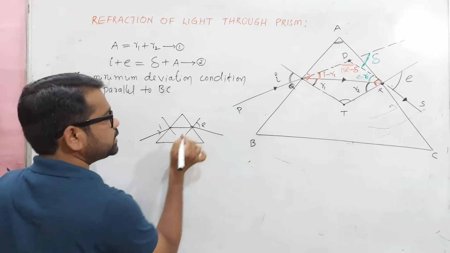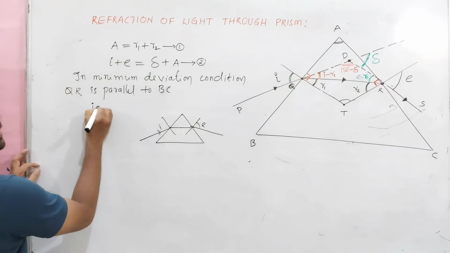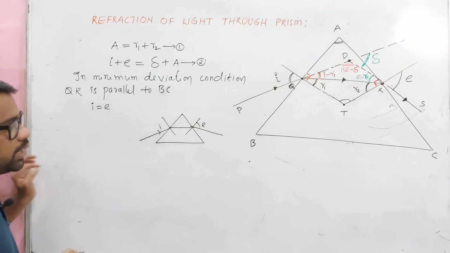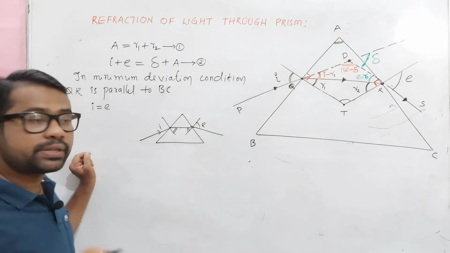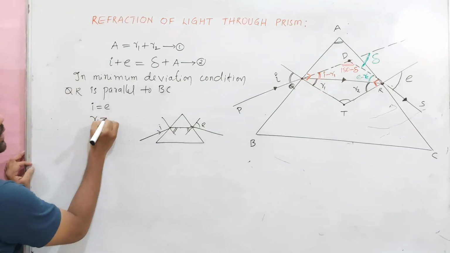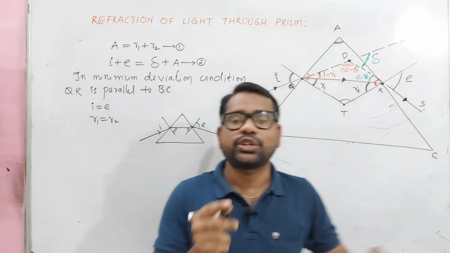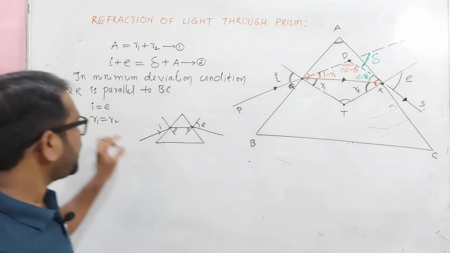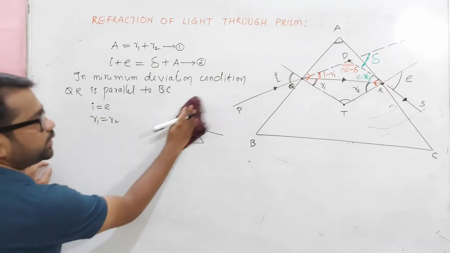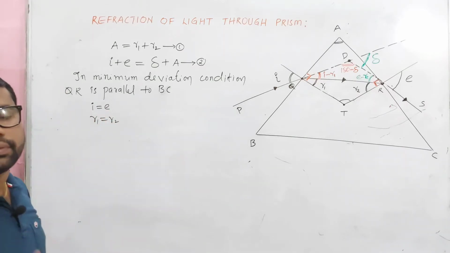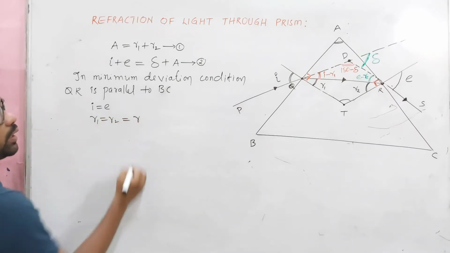If the refracted ray is parallel to the base of the prism, dear children, what will happen? Angle of incidence is equal to the angle of emergence. At the same time, the two angles of refraction will also be the same. That is, here R1 is equal to R2. This is very important. Dear children, in the minimum deviation condition, angle of incidence equals angle of emergence and the two angles of refraction are the same. So these two, R1 and R2, being equal, we can equate them to R.